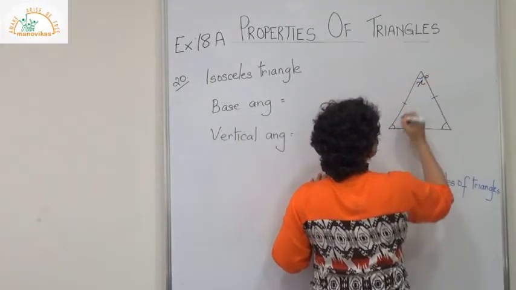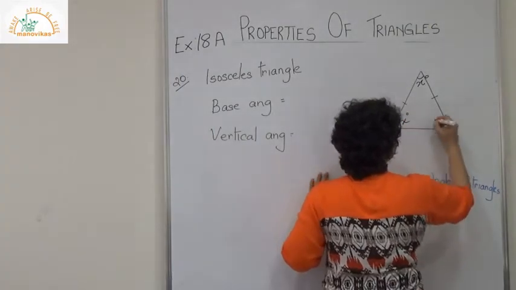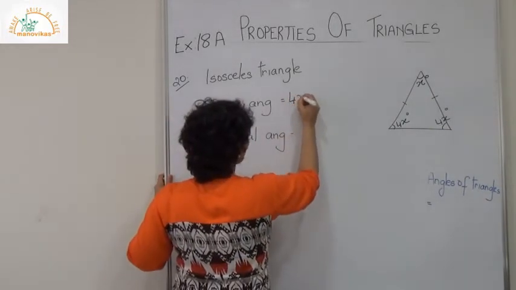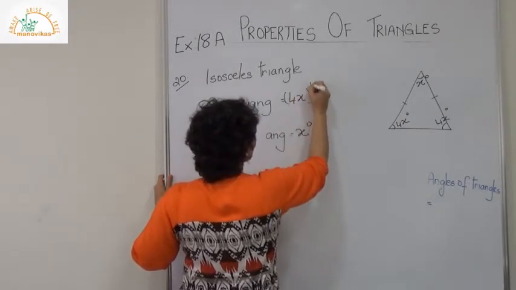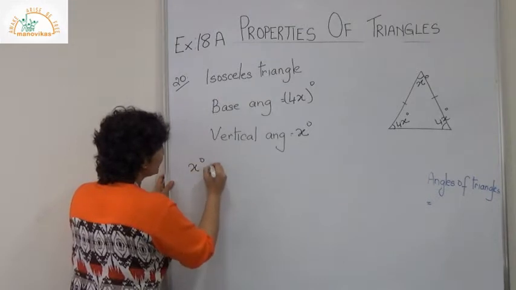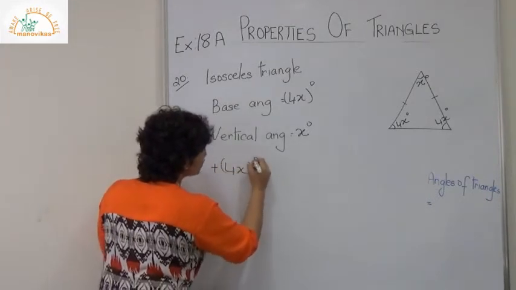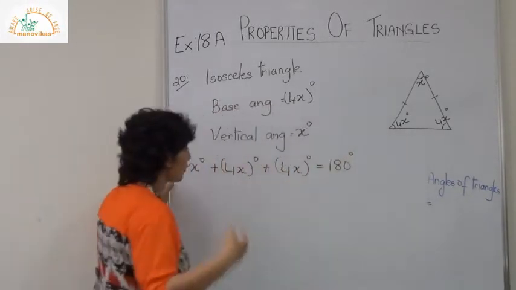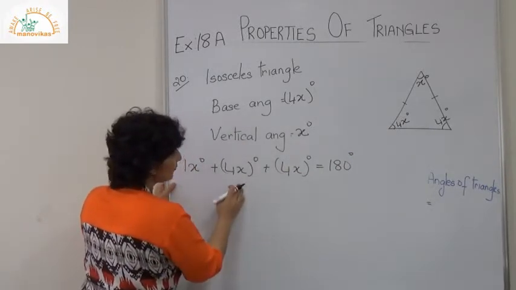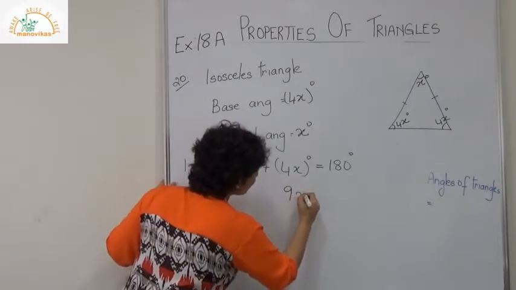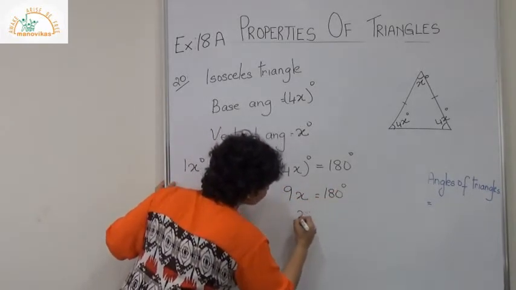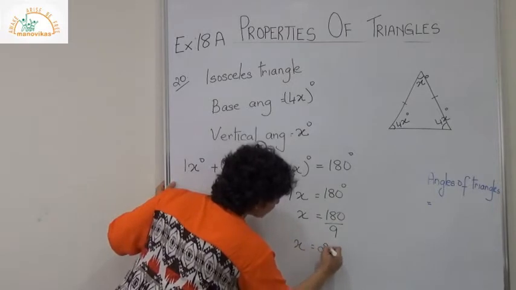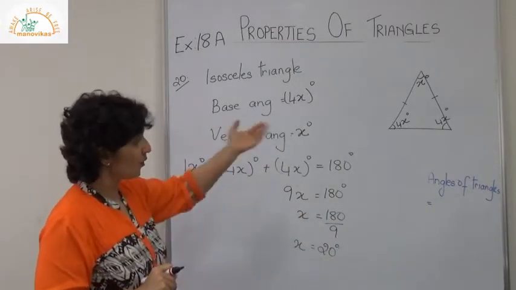That means this is your vertical angle. If this is x degrees, this is 4 times, children, so this will be 4x degrees. Clear? So your base angle is 4x, then this is x degrees. Now you know that x degrees plus 4x degrees plus 4x degrees is equal to 180 degrees. So when I have 4x plus 4x will give me 8, plus 1, 9x is equal to 180 degrees. x is equal to 180 upon 9, so x is equal to 20 degrees. Alright, so what are my angles going to be?